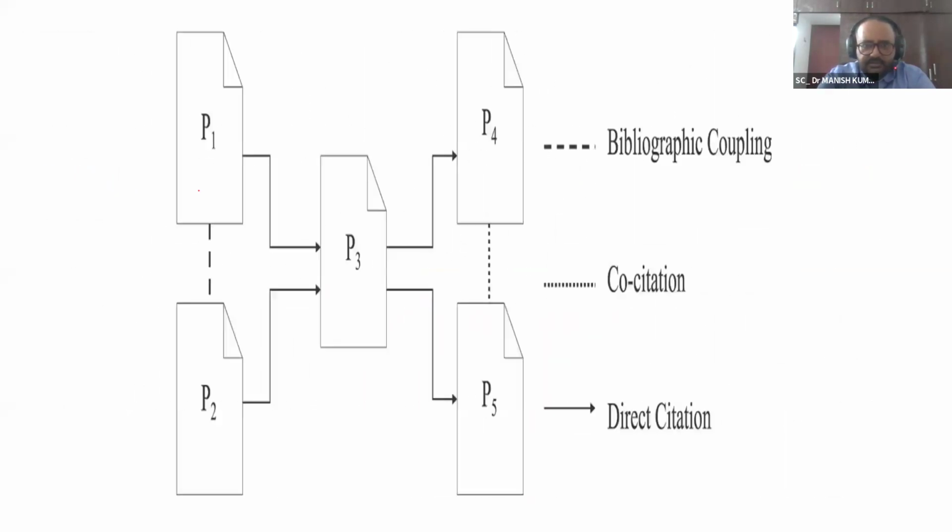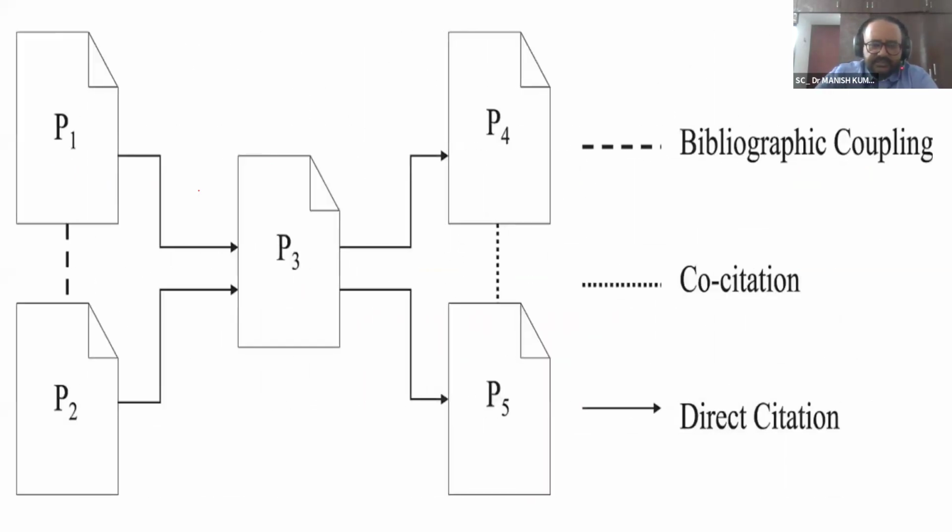With that, this is one pictorial example. Just have a look at that. P1 and P2, the dotted lines, are bibliographic coupling, and the dotted lines are co-citation. Bibliographic coupling is a little dash type of line, and when you talk about direct citation, that is just an arrow.